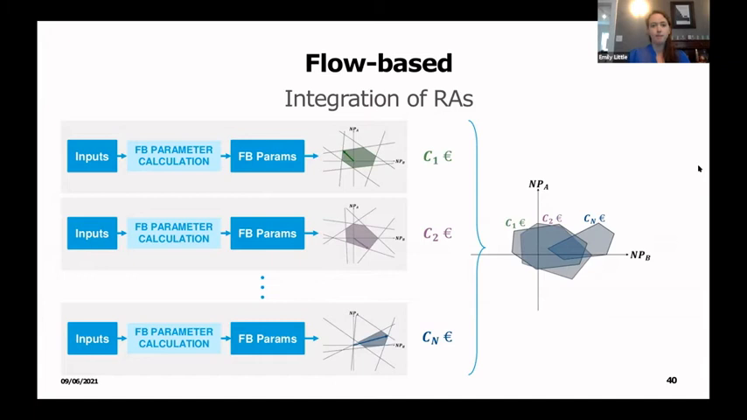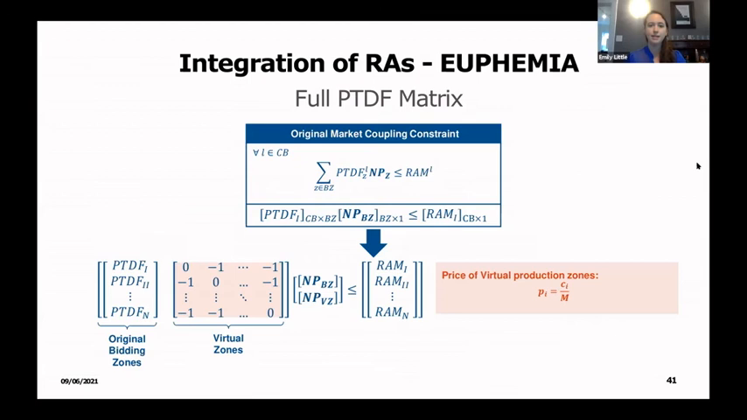We also expanded the method a bit to include costly remedial actions. This is where we'd include redispatch directly into the flow-based method. We can do this by associating a cost with each of the domains. So the market clearing algorithm will arbitrate between this additional cost and any social welfare gain that might be found through the use of this additional space in the domain. I won't go into the details because of time, but I wanted to go through a little bit of the downsides of this method as well.